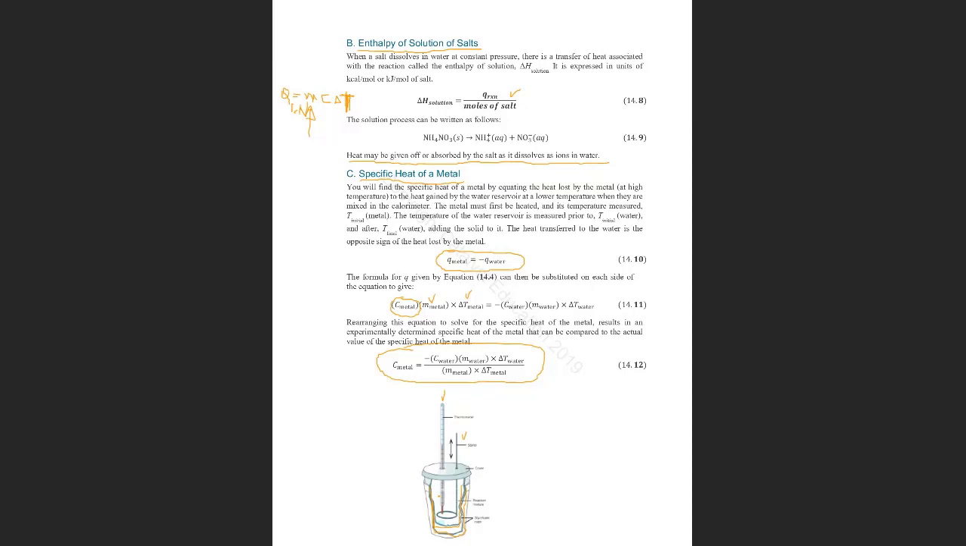And on the other side, we have the heat that the water absorbs. We know the specific heat of water. We know how much water we added, and we know the water delta T. So that's how we are going to calculate the specific heat of the metal in the last part of the report. Any questions so far?